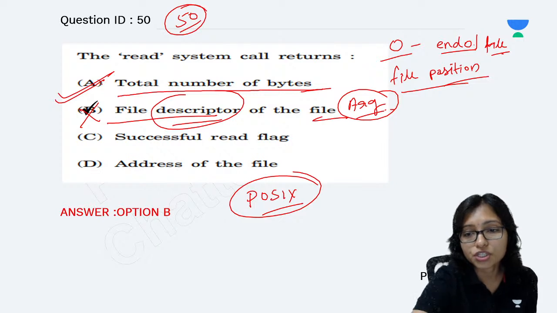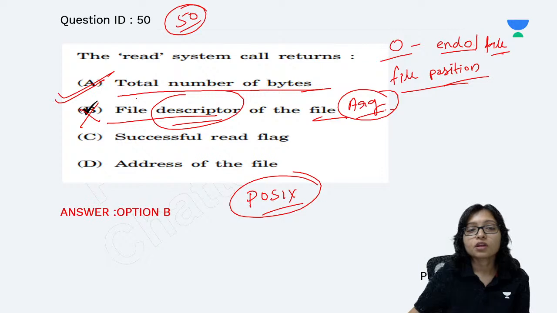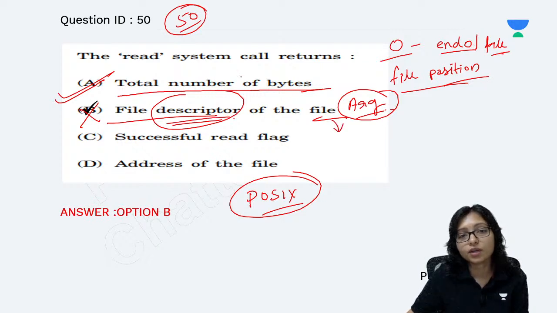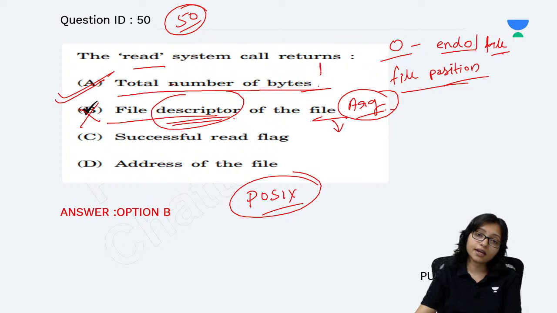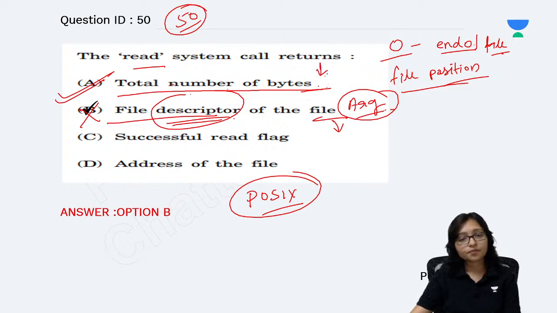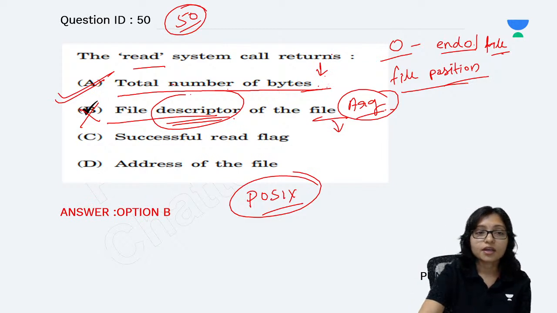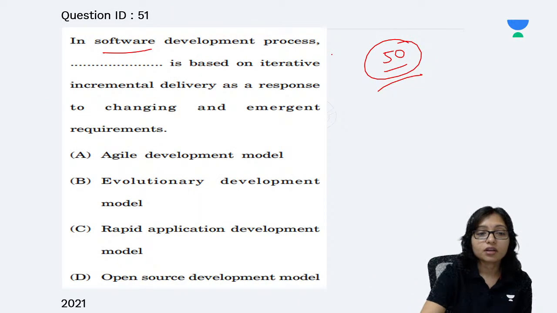Advanced file position, because what is the number of bytes? Here option B would be the argument. The read system call takes the descriptor as an argument and returns the total number of bytes. So as a return, the answer will be total number of bytes. It is correct, yes, you are correct. Option A. Now do this one.